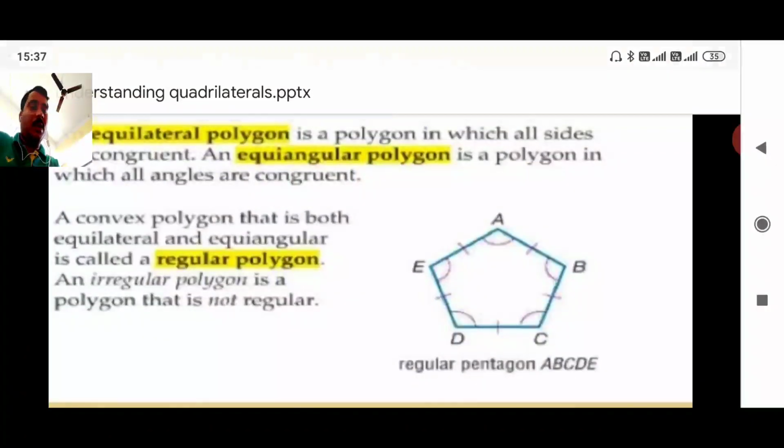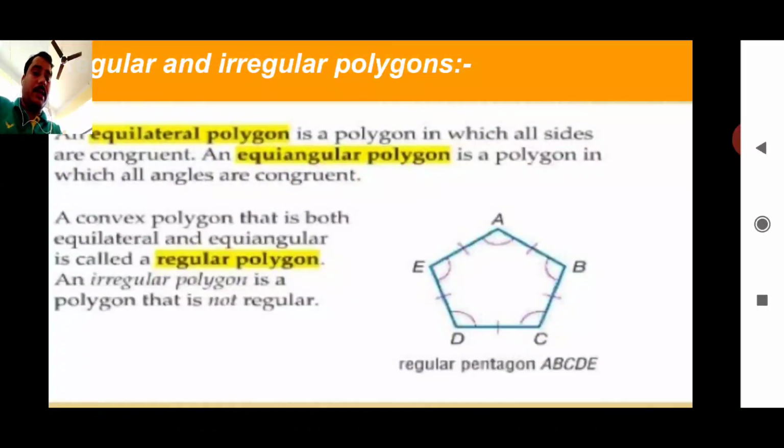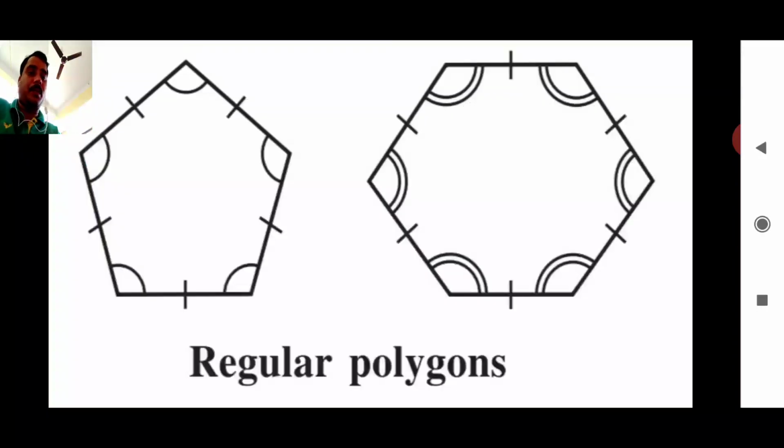Irregular polygons are not regular. Here you can see ABCDE is a pentagon. Angle A, angle B, angle C, angle D and angle E are all equal. Side AB equals BC equals CD equals DE equals EA. Next one, regular polygons. Here are some examples of regular polygons.